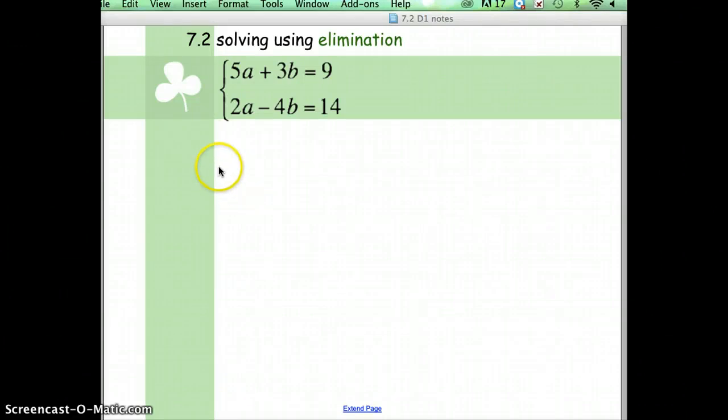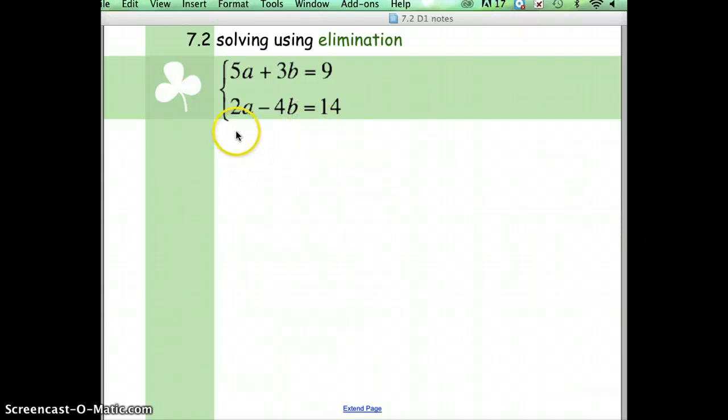Okay, this video is on section 7.2, which is using elimination to solve systems of equations. So the whole point of elimination is you want to get one of the variables to cancel out so that you have the other variable that you can solve for. And it's your choice whether, like in this problem, we want the A's to cancel or the B's to cancel. It's our choice.